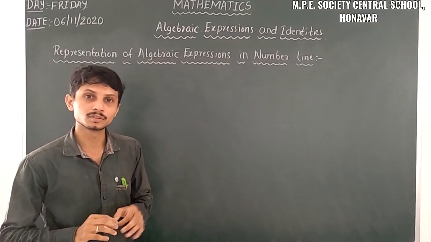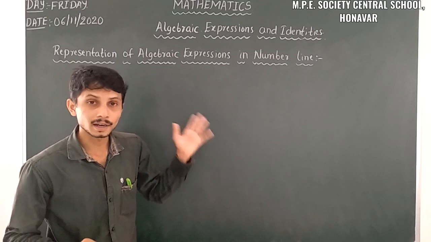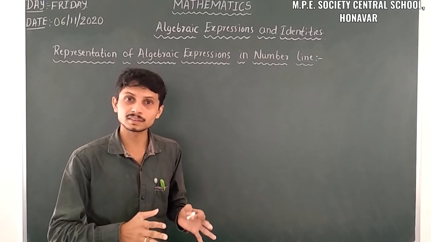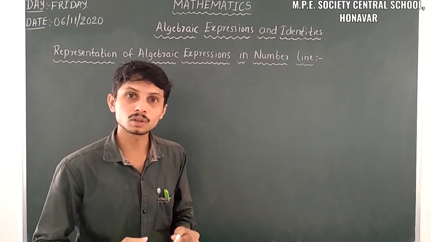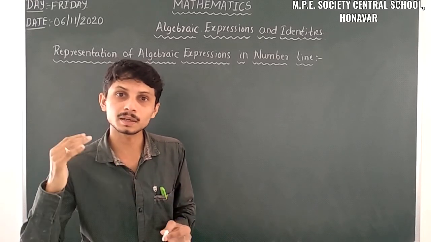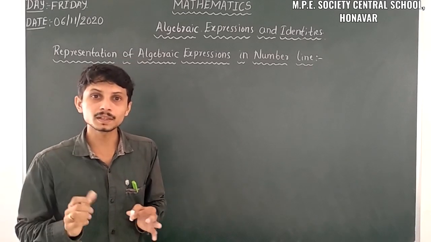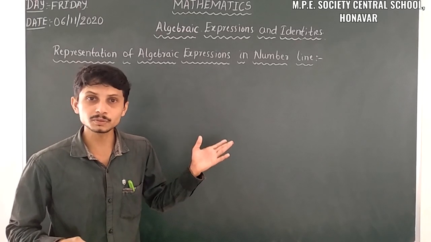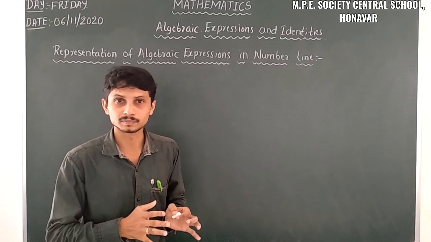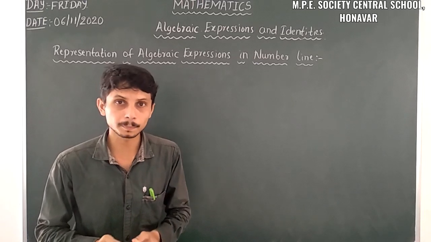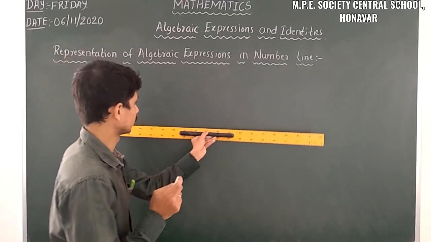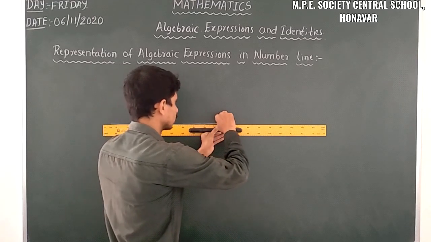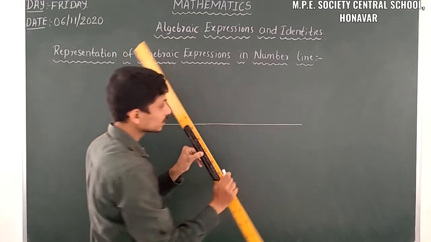Let us discuss how to represent an algebraic expression on a number line. We already know that rational numbers, integers and whole numbers can be represented on the number line. But it is unknown how to represent an algebraic expression on a number line, so let us discuss this. Firstly we have to draw a number line. Yes, so this is the number line.